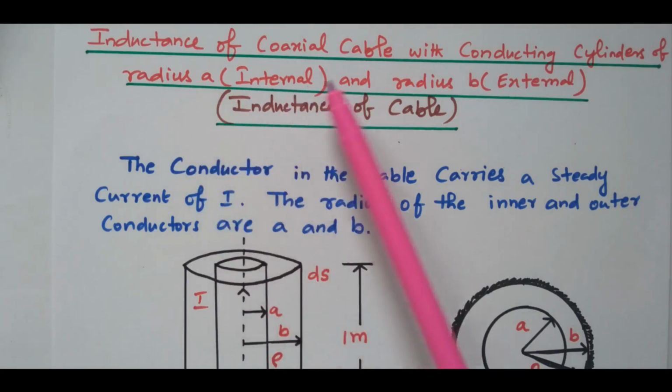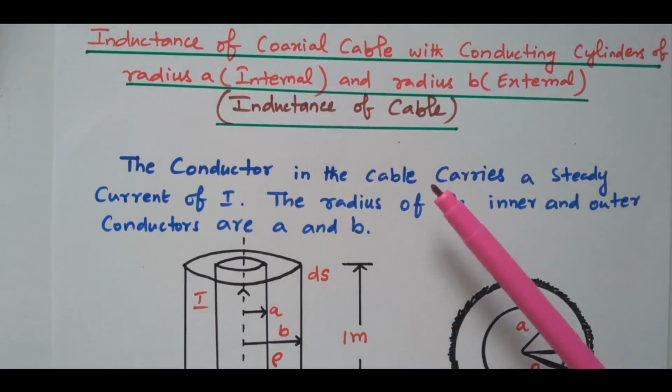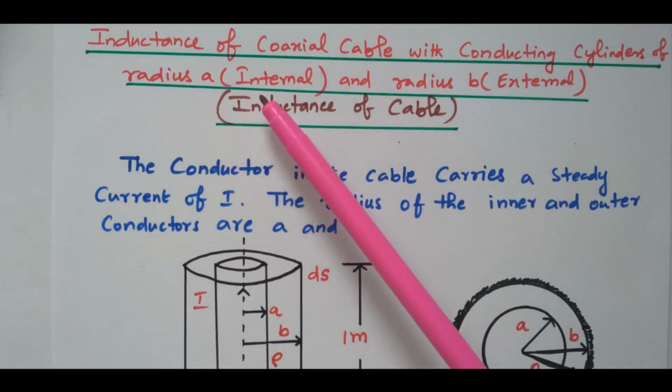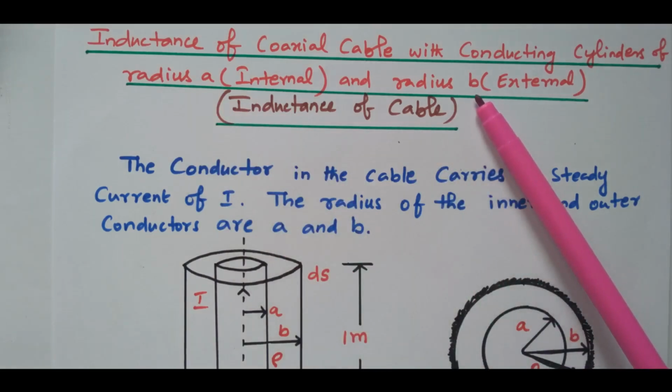So inductance of coaxial cable. What is coaxial cable? It contains two conductors, inner and outer conductor. The axis is the same for both the conductors. That's why it is called a coaxial cable. The internal conductor radius is A. External conductor radius is B.